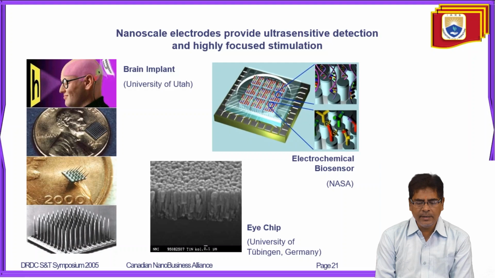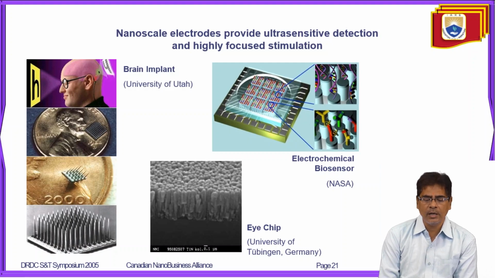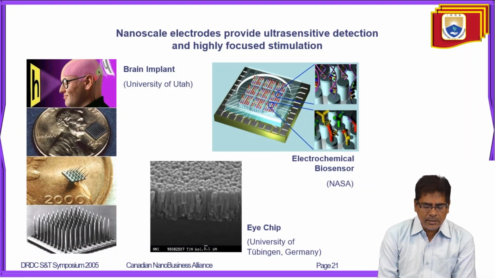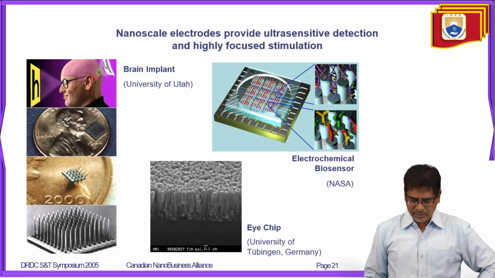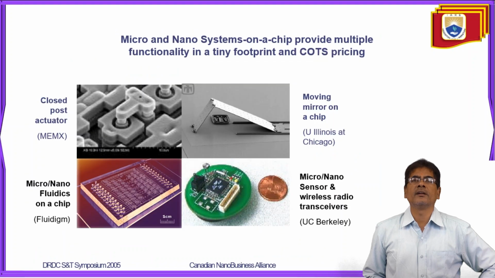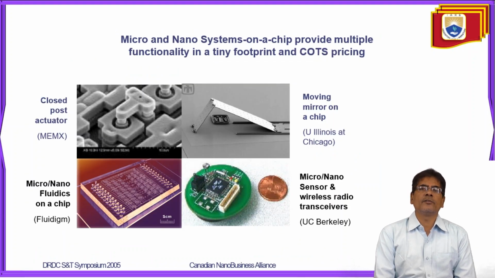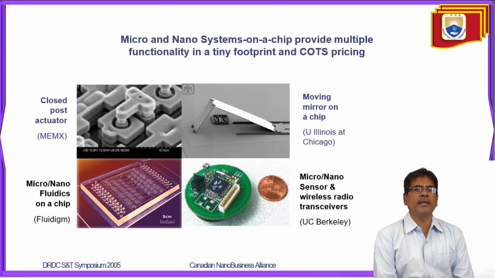So this is the brain implant, taken from University of Utah. Right. And we have the electrochemical biosensor, which was taken from the NASA graphs, and this is the eye chip, taken from University of Tübingen, Germany. And this is the electrochemical biosensor. So micro and nano systems on a chip provide multiple functionality in a tiny footprint and COTS pricing.